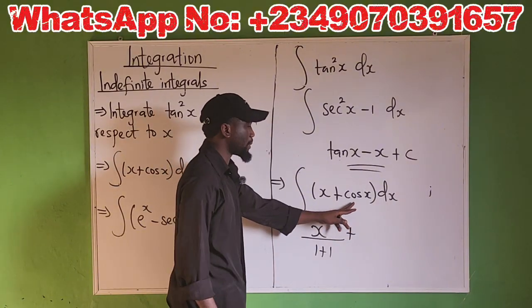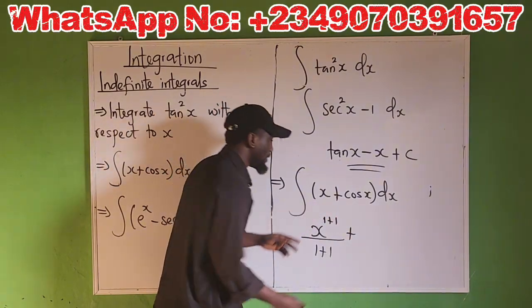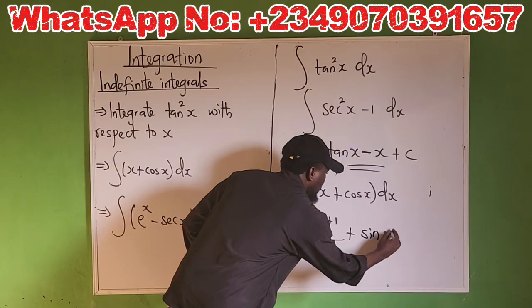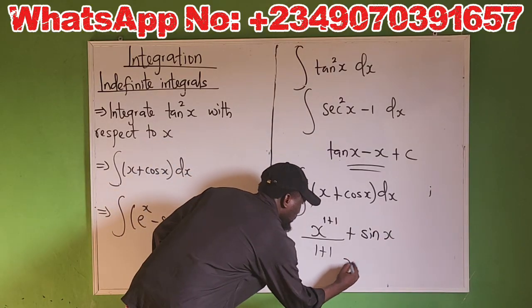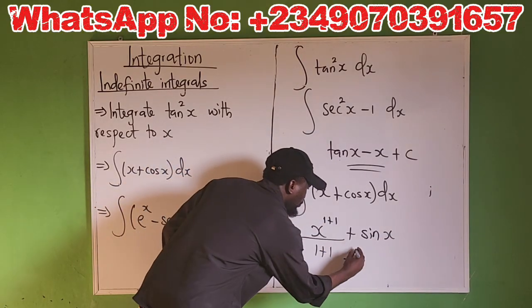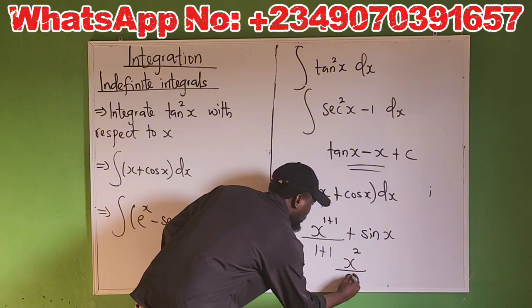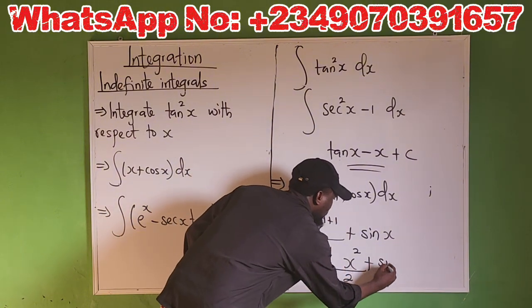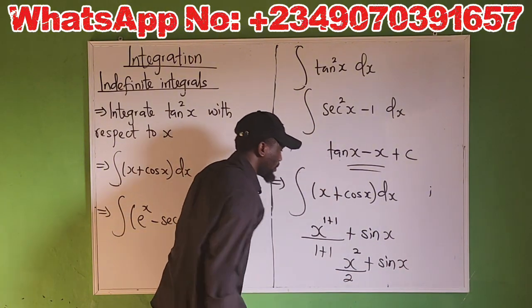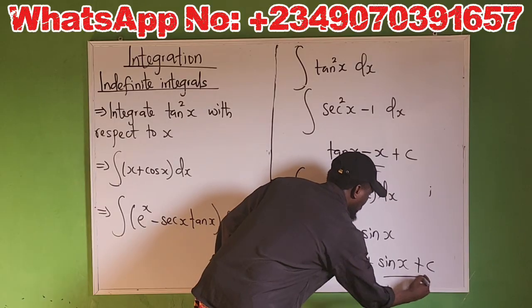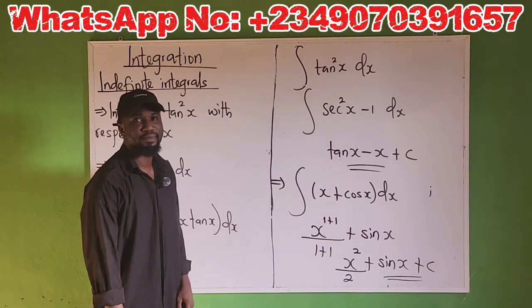What is the integral of cos x? That is sine x. So we have x to the power 1 plus 1, which is 2, then divide by 2, plus sine x. Then add constant. So this is the answer.